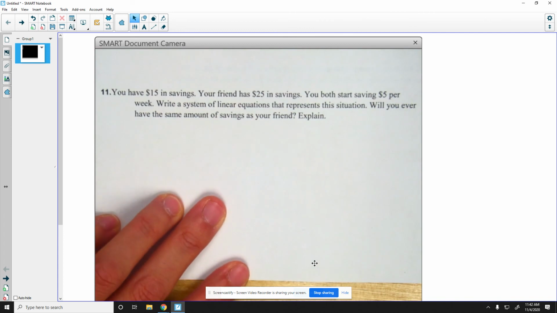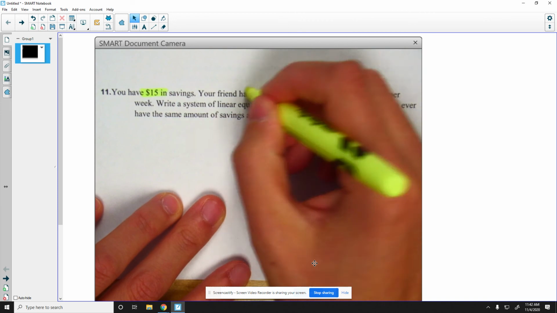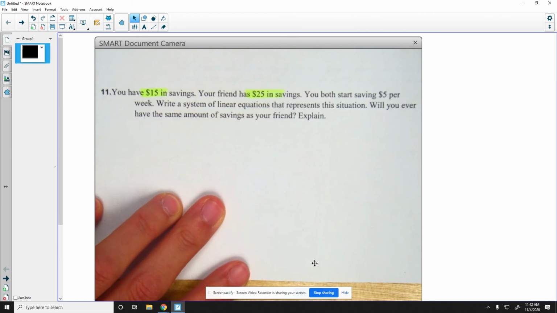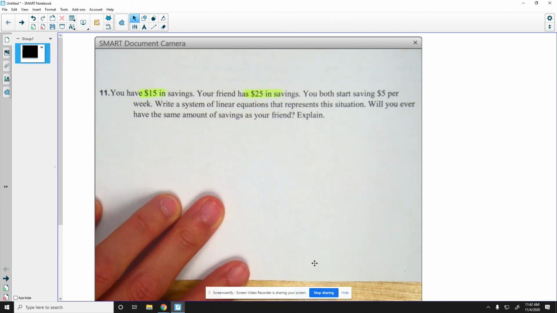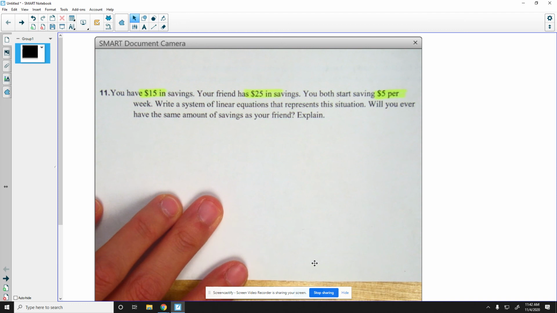All right, number 11. You have $15 in savings. Your friend has $25 in savings. Man, that's not that much money. You're actually saving money. You better get to it. You both start saving $5 per week, guys. $5 per week is not going to get you anywhere. Number 2. Write a system of linear equations that represents this situation.